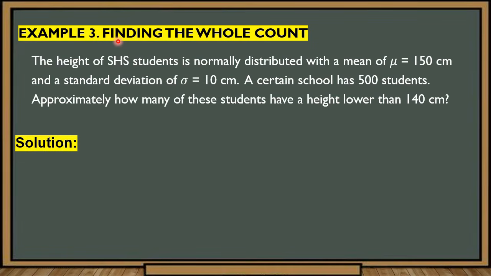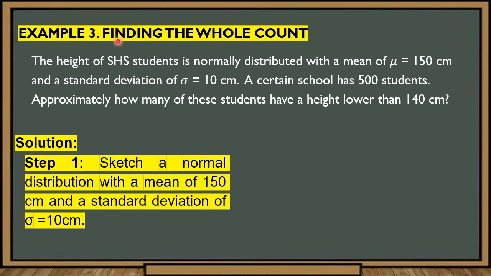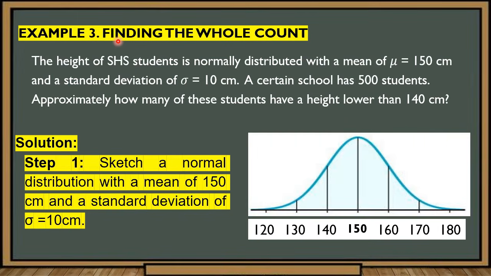centimeters. So, the first step is we're going to draw the normal distribution with a mean of 150 centimeters and a standard deviation of 10 centimeters. So, alam nyo na to. So, we have there the normal curve with the normal distribution with the mean.